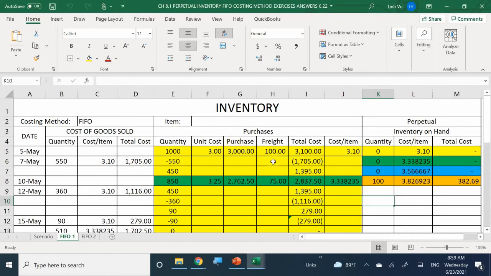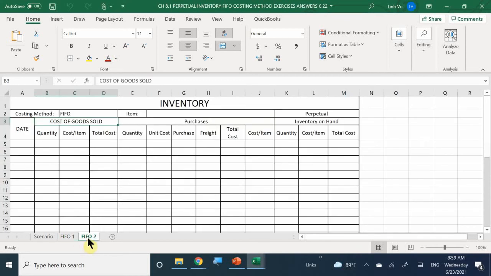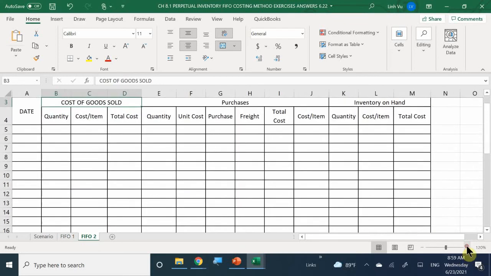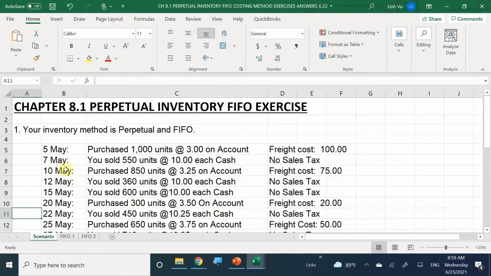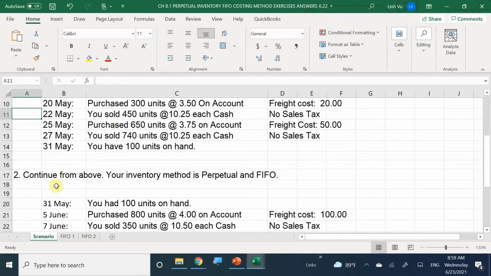Okay, so here we're going to be continuing on with FIFO. Since we finished the first section, here we're doing scenario question number 2, which says to continue from the inventory from above. Your inventory method is Perpetual and it is FIFO. So once again, we're still using the concept of first in, first out.